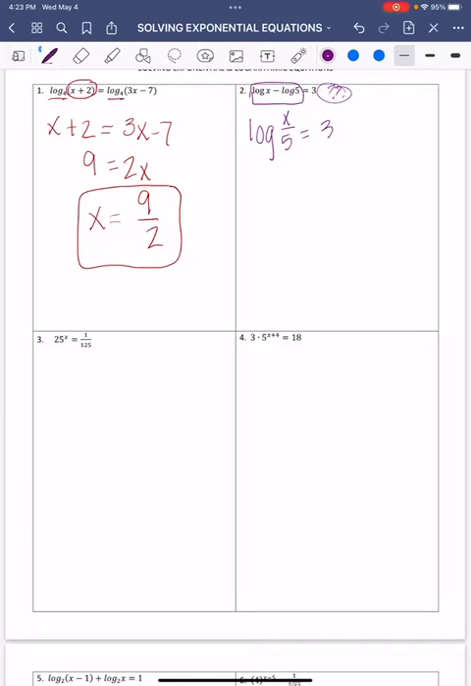Okay, now it's in log form. So we're going to switch it to exponential form. So the base is 10. So 10 cubed equals x over 5. That's 1,000. Multiply both sides by 5, and x is 5,000.